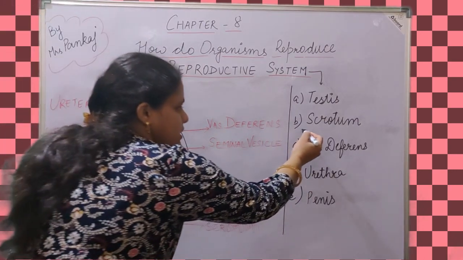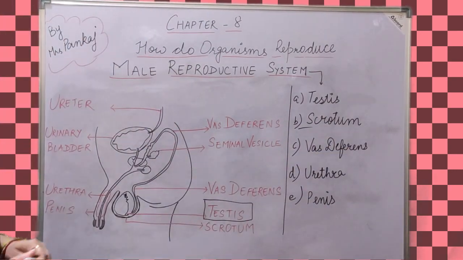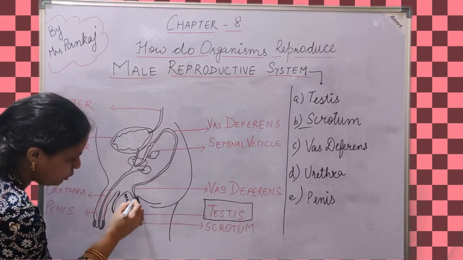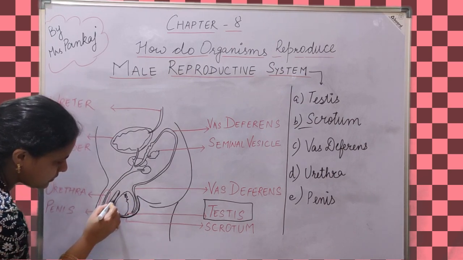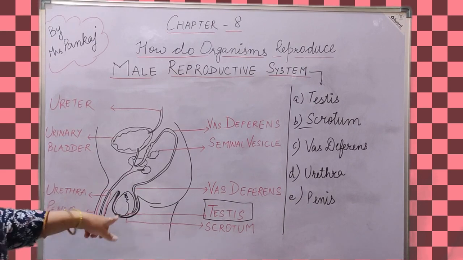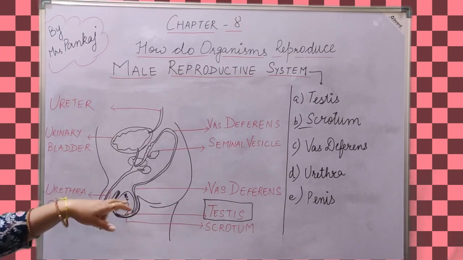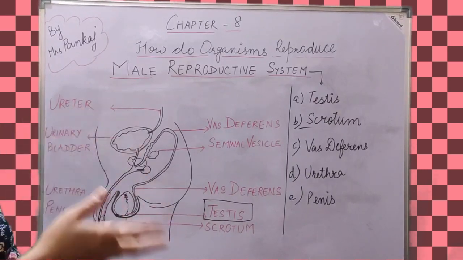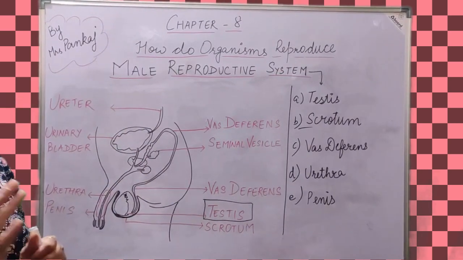Now let's study our second thing, that is scrotum. Scrotum is a pouch of skin. See, this is a pouch of skin in which testes are present. It lies between the legs and it is internally divided into two parts, the left and right scrotal sacs.